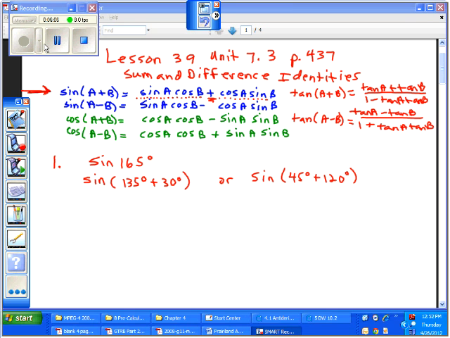Well, you may say both of those add up to 165, so that's two different ways we could have gotten there, right? Now, let's think about this. What is the reference angle for 135? 45 degrees. Reference angle for 120 degrees? 60 degrees. So we had a couple of options there. Doesn't really matter which one you use, okay?